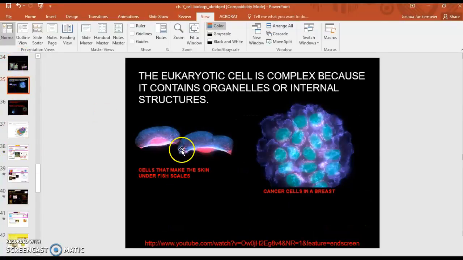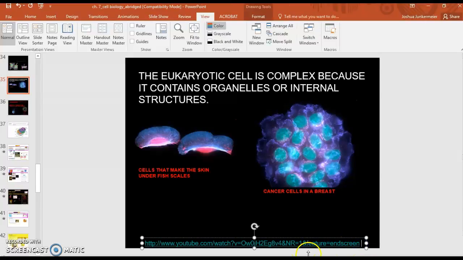We got slide 35. It's really cool. It says cells that make the skin under fish scales and more pigments that are helping certain regions glow. These are cancer cells in a breast. Each glowing green section, I believe, are nucleus. This video is probably a fantastic video giving you a better appreciation of how the scientists are dyeing particular regions or membranes of the cell.